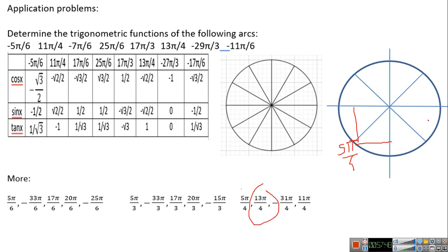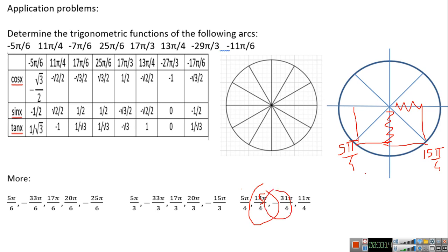I want 15 pi over 4. Circle 8, 10, 12, 14. This is 15. Because it is a multiple of pi over 4, it's always radical 2 over 2. The cosine is radical 2 over 2, positive. The sine is minus radical 2 over 2. So the tangent is minus 1.